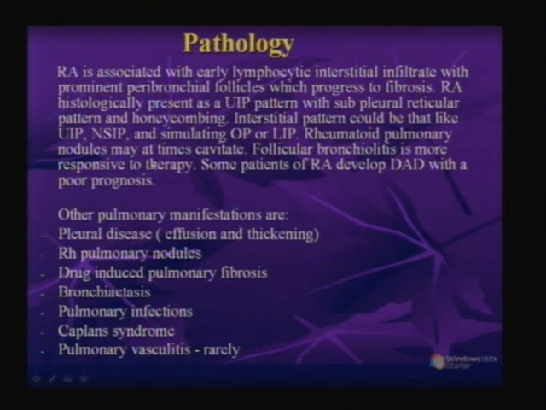The rheumatoid pulmonary nodules may at times cavitate. Follicular bronchiolitis is more responsive to therapy if present. Some patients with rheumatoid arthritis develop diffuse alveolar disease with a poor prognosis. There are certain other pulmonary manifestations that could be seen in rheumatoid arthritis, which are pleural involvement, presenting as an effusion or a thickening, rheumatoid pulmonary nodules, drug-induced pulmonary fibrosis, bronchiectasis, pulmonary infections, Caplan syndrome, and rarely pulmonary vasculitis.